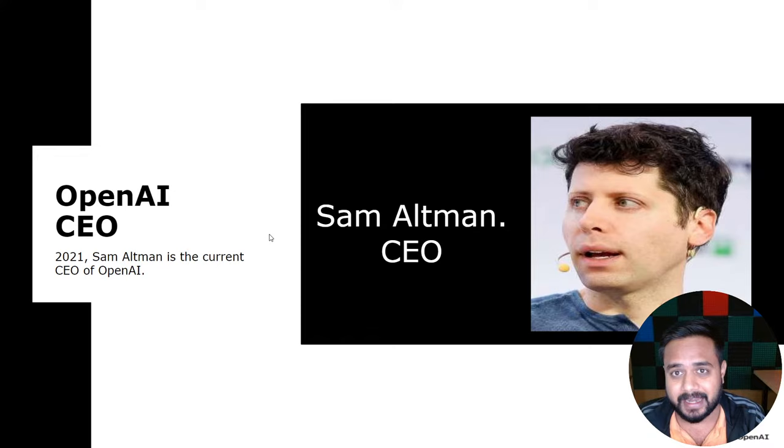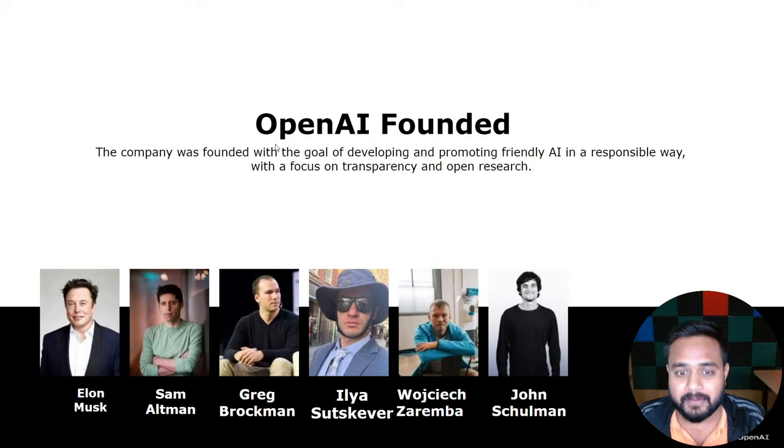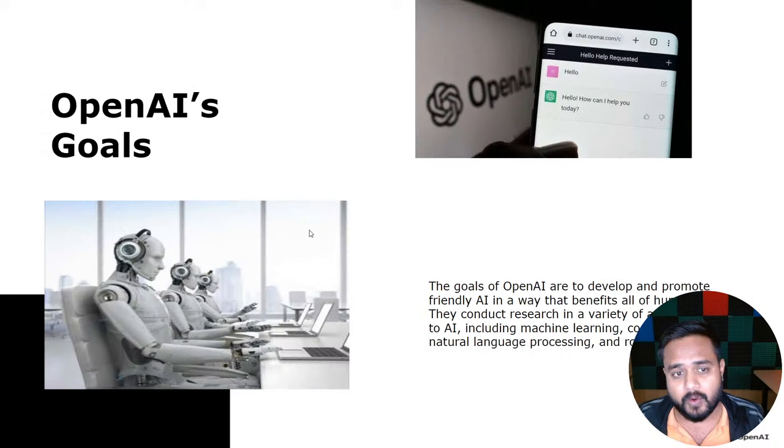Now over here, you can see OpenAI was founded in 2015, with the goal of developing and promoting friendly AI in a responsible way. That was the logo of OpenAI. With a focus on transparency and open research, these are the founding members of OpenAI: Elon Musk, Sam Altman, Greg Brockman, who is a great researcher, and Wozniak and Zaremba. Now over here are the OpenAI goals, some goals of OpenAI related to AI and all.